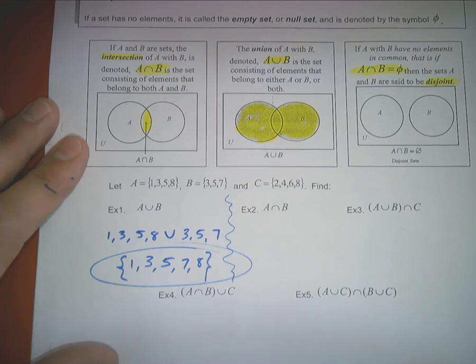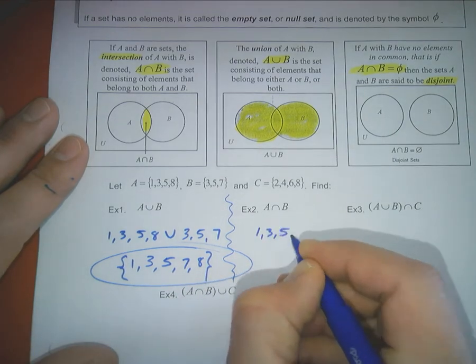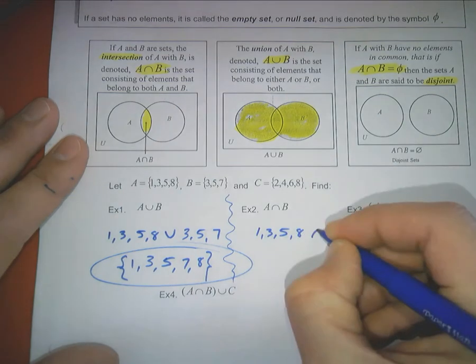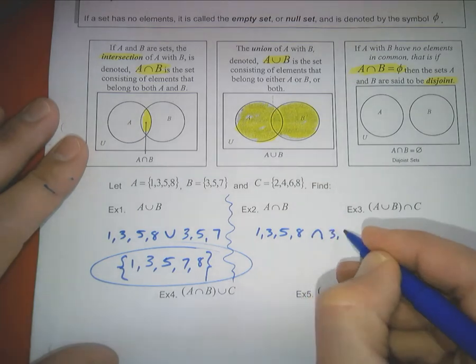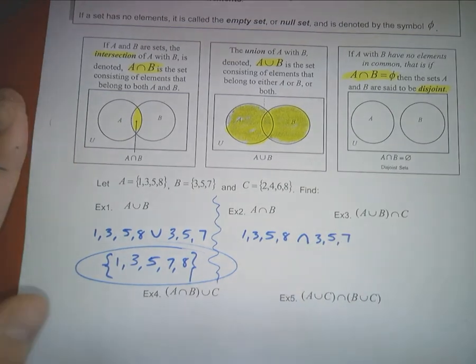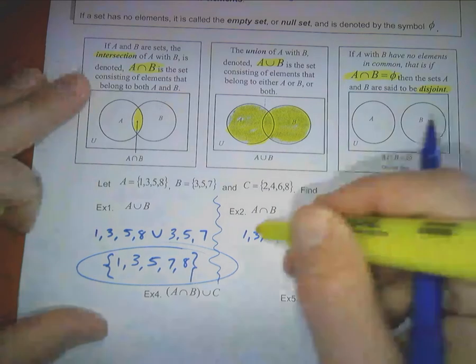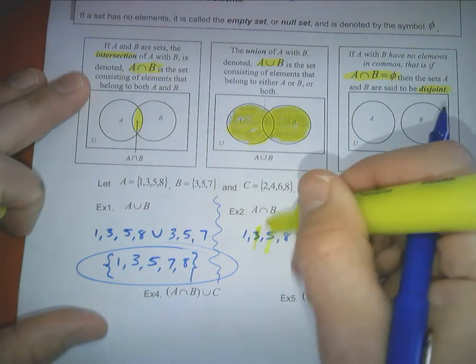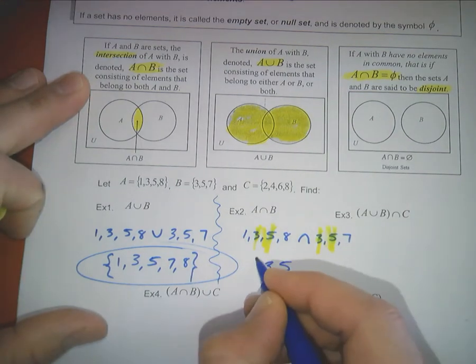Example 2, I've got the intersection of A and B. A again is 1, 3, 5, and 8, and I'm doing the intersection with B, which is 3, 5, 7. Okay, so what I'm looking for is what do they have in common? What do you guys see that they have in common? 3 and 5. So that's my final answer: they have 3 and 5 in common.